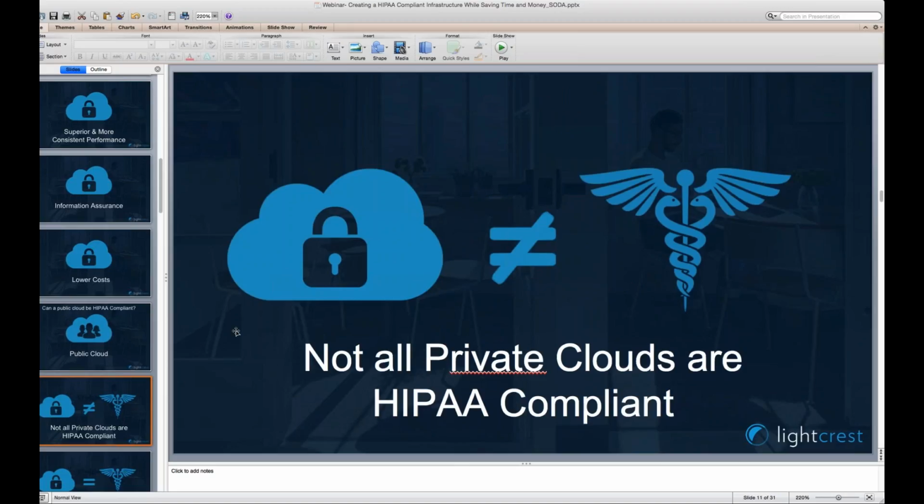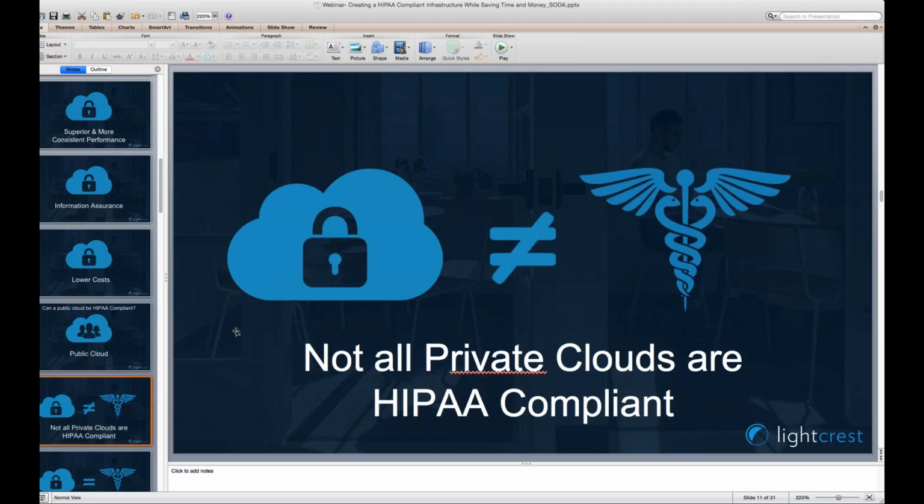And I also want to be very clear about private clouds. Not all private clouds are HIPAA compliant. Private cloud is an infrastructure decision and design. It's about tenancy. It's about single tenancy, dedicated infrastructure. It's about having complete control of your environment. But it's not going to be HIPAA out of the box, right? It's not going to be HIPAA compliant out of the box. You need to be realistic about this.